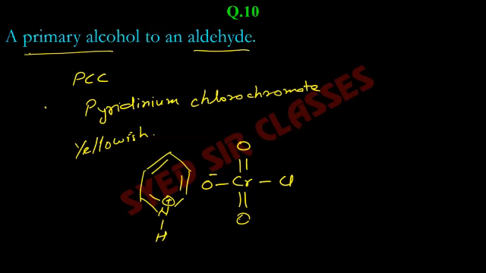Now, why do we use PCC here? It gives us the maximum yield, a very good yield. The reaction is very efficient with pyridinium chlorochromate, that is PCC. However, other oxidation techniques can also work. For example, you can use chromic oxide, Cr2O3.